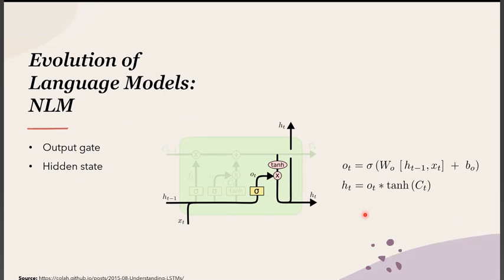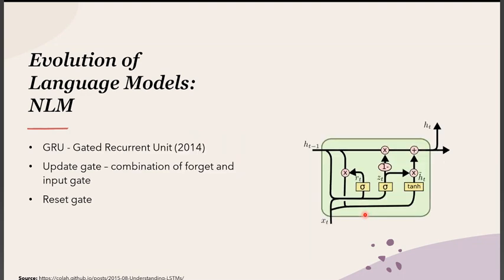Okay, so over the period they have also developed several variations of these models, and one of the prominent variations is the gated recurrent unit. This came out in 2014. They also function essentially similarly to the LSTM model, but the only difference is that instead of an input and forget gate, they use a single gate.